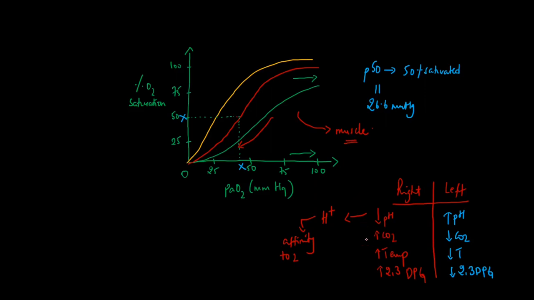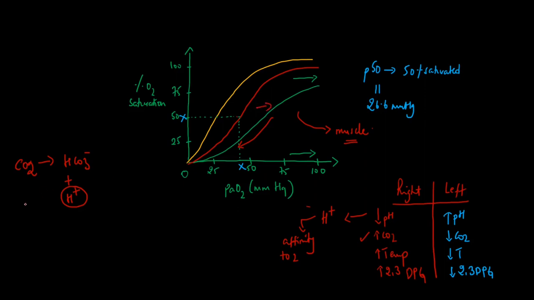Having a look at increasing carbon dioxide levels. So we all know that carbon dioxide is a byproduct of aerobic respiration. Carbon dioxide is mostly present in the blood as bicarbonate ions, okay? And generation of bicarbonate ions is going to lead to a release of one hydrogen, okay? And this, similar to low pH, is going to decrease the affinity of the hemoglobin and cause a right shift of the curve. All right.